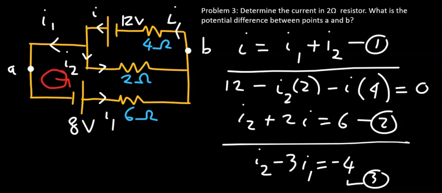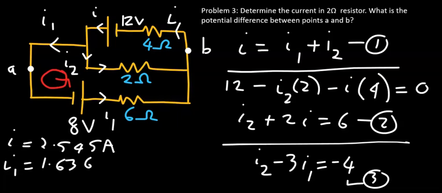Solving for these 3 unknowns from these 3 equations, we will get the following solutions for the currents. I equals 2.545 ampere. I1 is 1.636 ampere, and I2, which is the current that we are looking for, is 0.909 ampere. So this, the third number, is the answer for the first part of this problem, which is the current in the 2 ohm resistor.